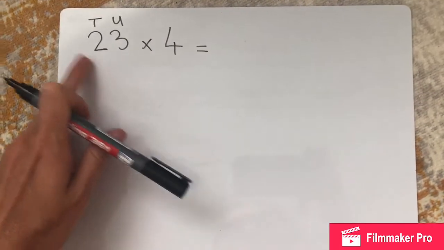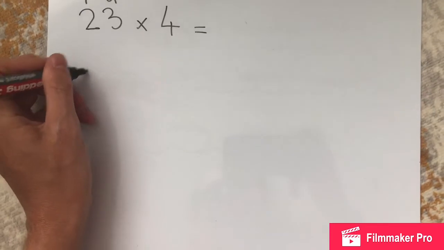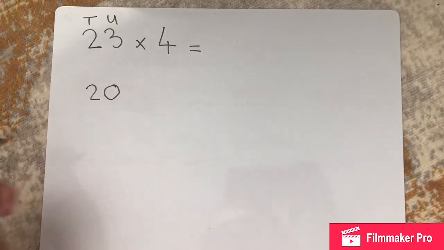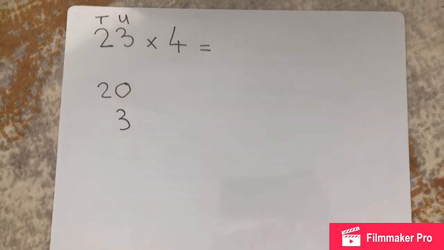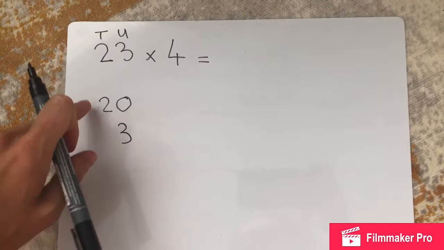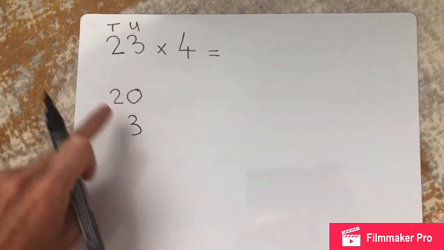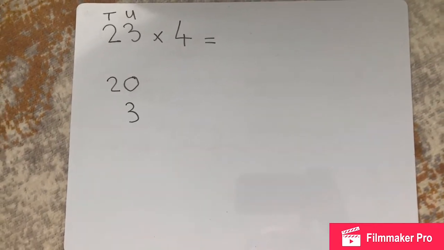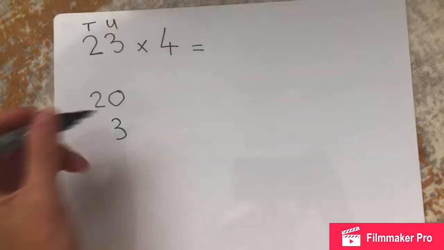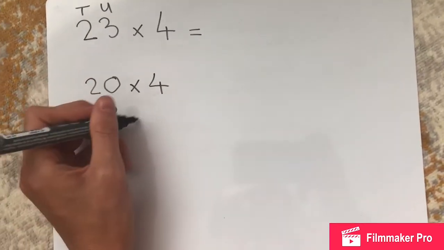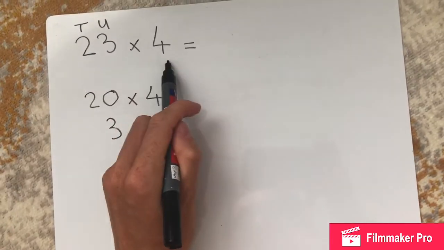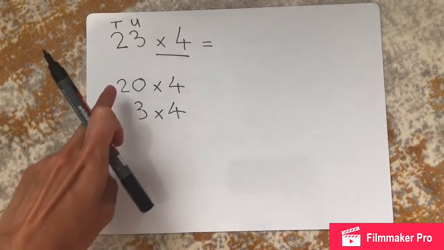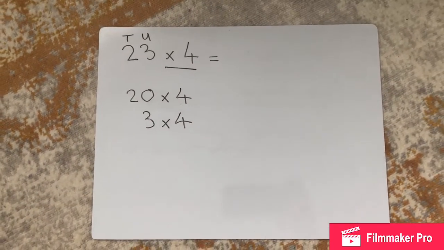So I'm going to partition the number. I can see I've got 2 tens here, and I know 2 tens is 20. And I can see I've got 3 units, so I'm going to write that underneath. So you can see I've still got 23, but I've partitioned it to show my tens and my units. The next thing I need to do is to multiply. So I'm going to write times 4, because if you can see in the question here, this is what we're multiplying by. Okay, we're going to do that to both the tens and the units.